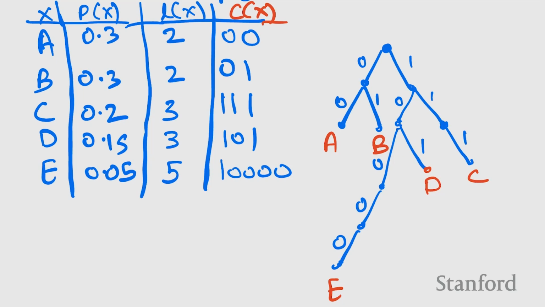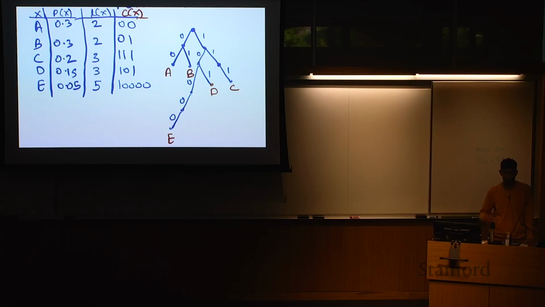Question. Is this a good code? Do you think it's the best code I can make for this distribution? Okay, let's do a vote. How many of you think this is the absolute best code for this distribution? You cannot beat it in any way in terms of the expected code length. How many of you think it is not the absolute best code? Okay, so I see a bunch of raised hands for not the absolute best.